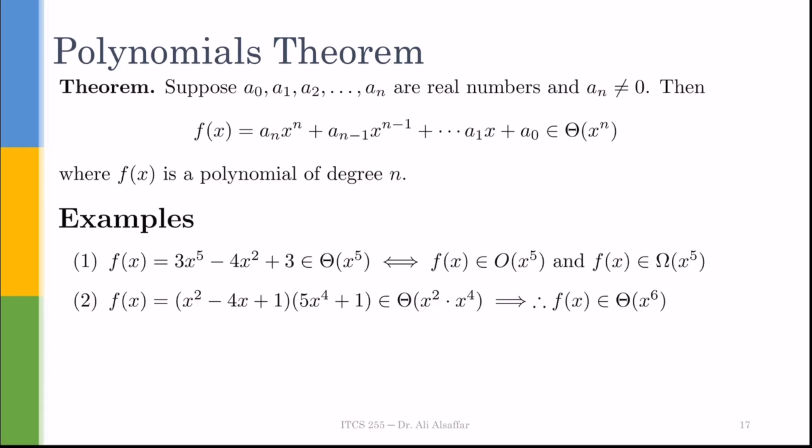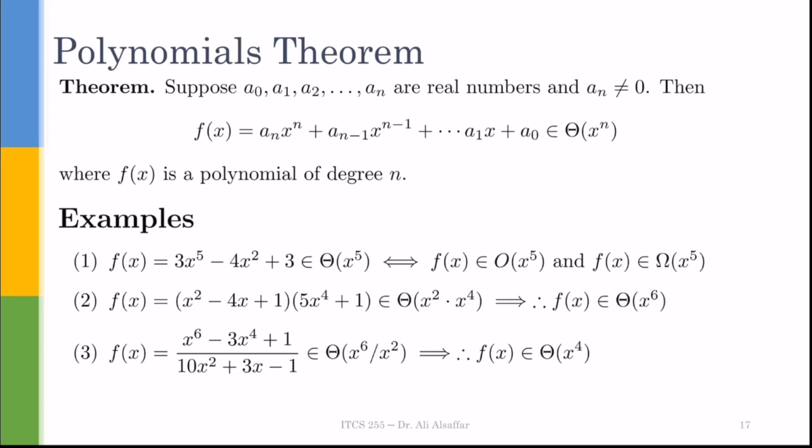Now if we have a division of two polynomials, then we divide the dominant terms of both of these polynomials. So this is of degree 6, this is of degree 2, so you divide x to the power 6 over x to the power 2, and the result is that this function belongs to big theta of x raised to power 4. And as a result, f of x belongs to big O of x to the power 4, and f of x belongs to big omega of x raised to power 4.